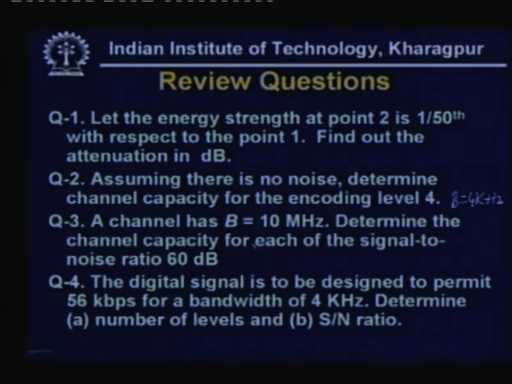A channel has a bandwidth of 10 megahertz. Determine channel capacity for a signal to noise ratio of 60 dB. The fourth question is, a digital signal is to be designed to permit 56 kilobits per second for a bandwidth of 4 kilohertz. Determine the number of levels required and the signal to noise ratio. These are the 4 questions you have to answer, and the answers will be given in the next lecture.